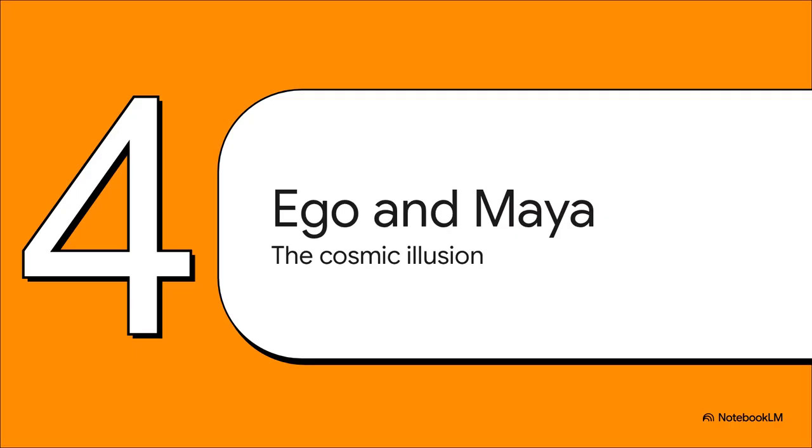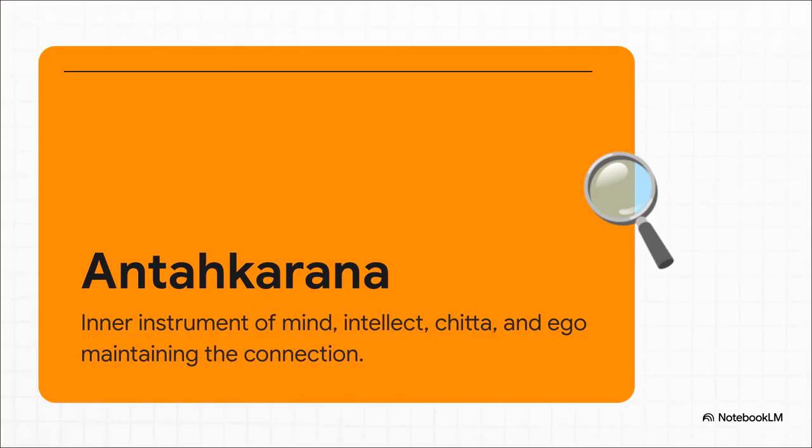All right, part 4, the illusion, exploring ego and Maya. To truly wrap our heads around the 5th layer, we need to quickly define a really beautiful spiritual concept called antahkarana. This is the overarching inner instrument of a human being. It's the whole package. It comprises everything we've built so far: the mind, the intellect, or buddhi, the chitta, and importantly, the ego, or ahankar.